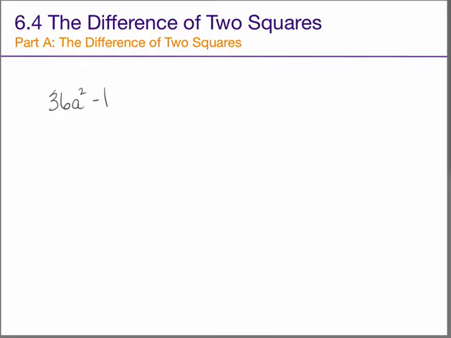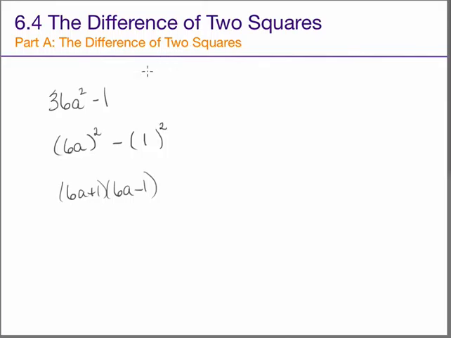Can you see this as a difference of squares? What did I have to square to get 36a squared? I have to unuse that property of exponents that said a product squared is equal to the individual factors squared. This is 6 squared times a squared. What did I have to square to get 1? 1. So this is a difference of squares. If I want to use the shortcut, I'm just going to write this as 6a plus 1 times 6a minus 1.